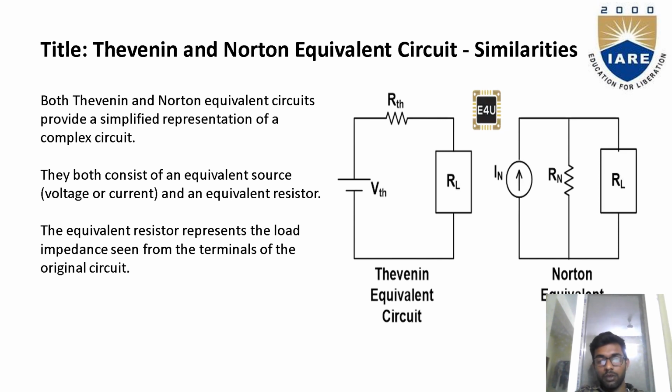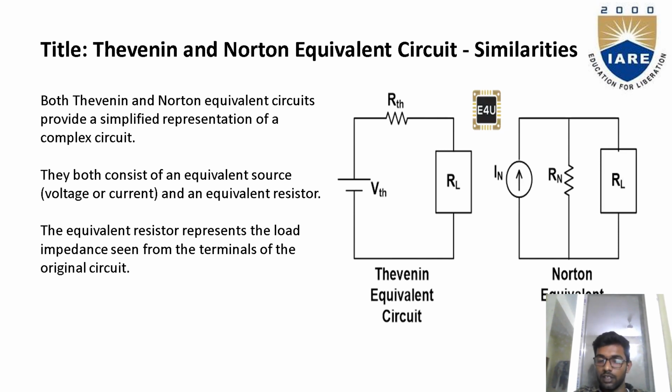We'll see that both Thevenin and Norton equivalent circuits provide a simplified representation of a complex circuit. Here we saw that Thevenin's equivalent circuit is used to convert the whole complex circuit into a simple one, and Norton's also. This is a very easy method to solve complex circuits, and both consist of equivalent sources like voltage and current and equivalent resistance.